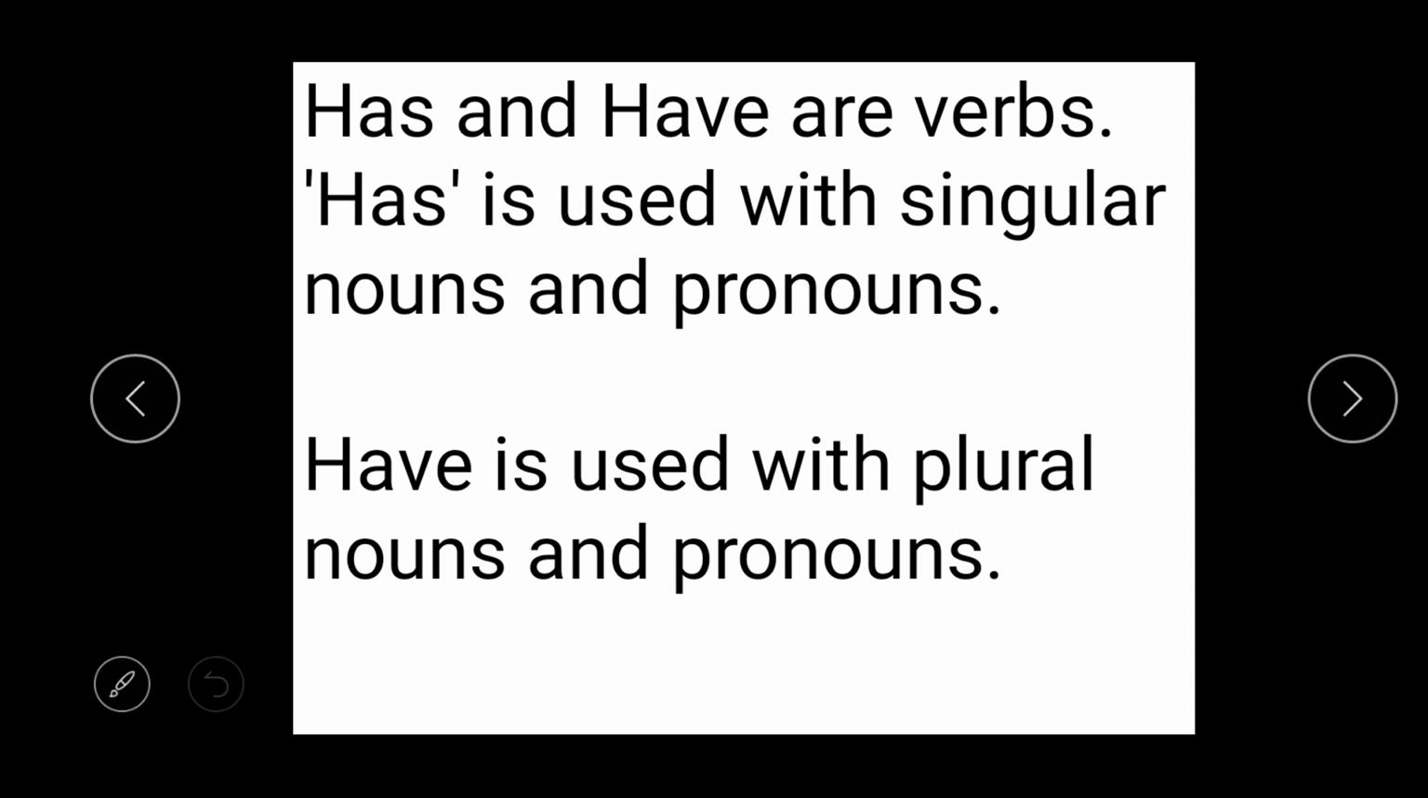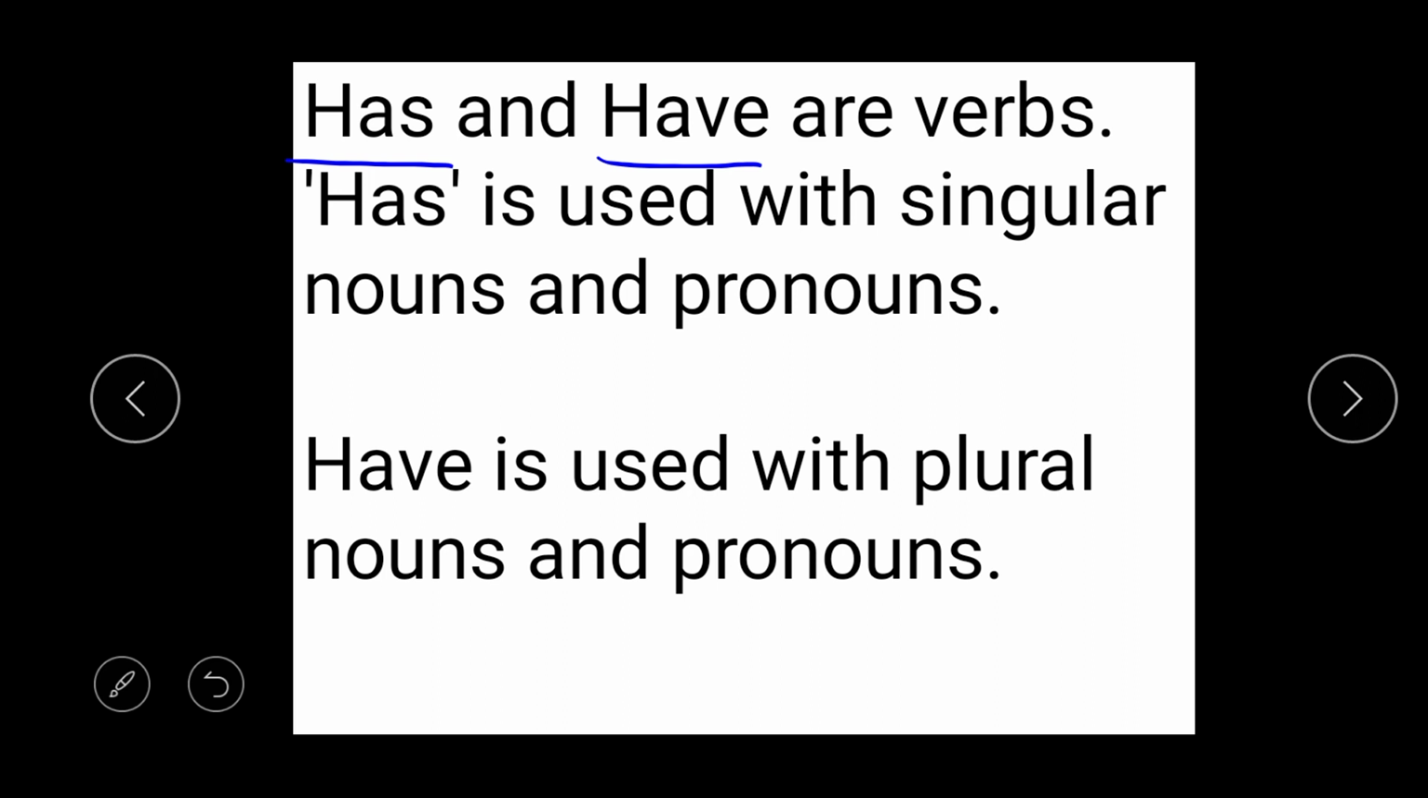Today, we are going to be learning about the use of has and have. And these two are verbs. The use of has and have. Has and have are verbs. And remember, we said verbs are action words.